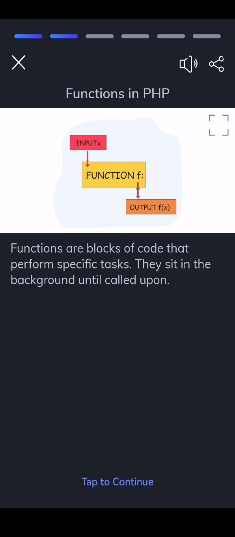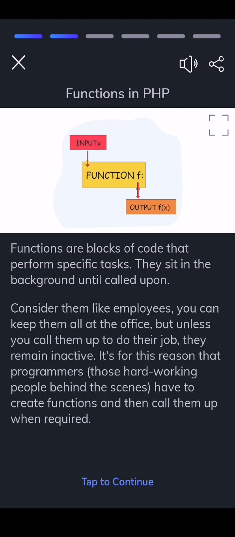Functions are blocks of code that perform specific tasks. They sit in the background until called upon. Consider them like employees. You can keep them all at the office, but unless you call them up to do their job, they remain inactive. It's for this reason that programmers, those hardworking people behind the scenes, have to create functions and then call them up when required.